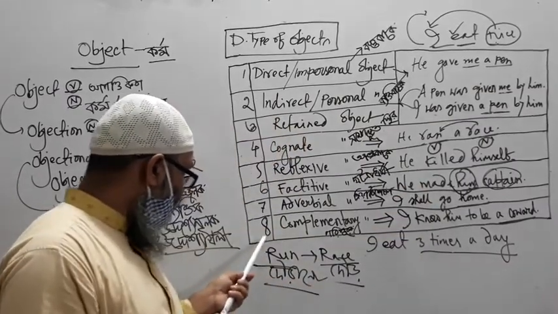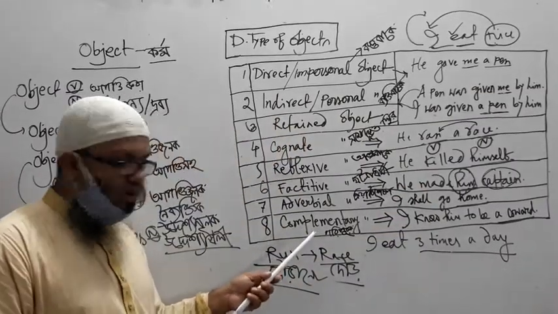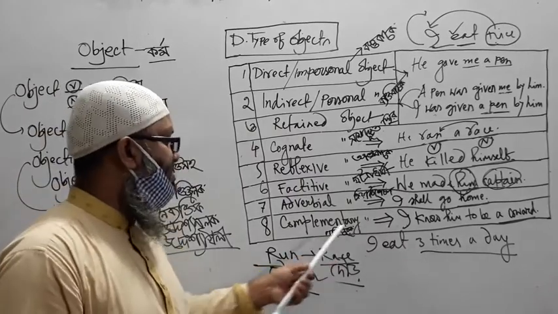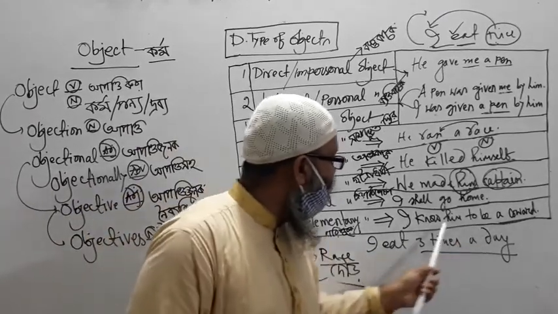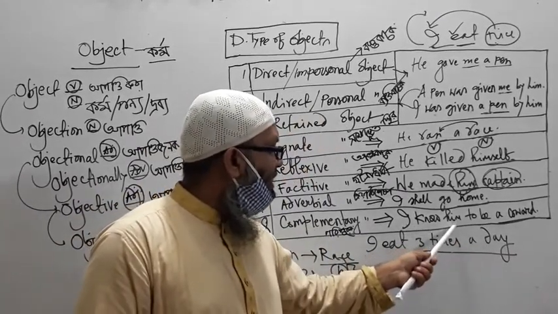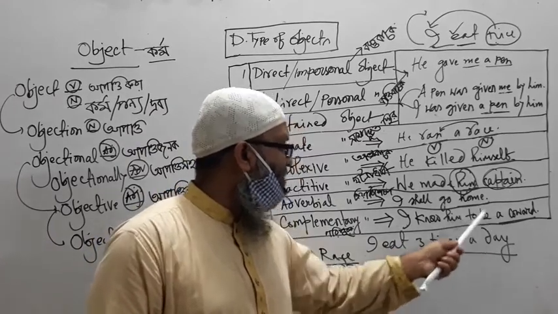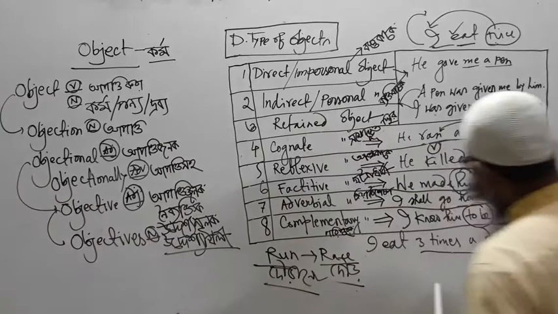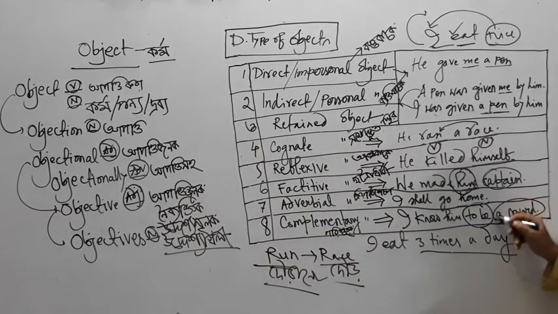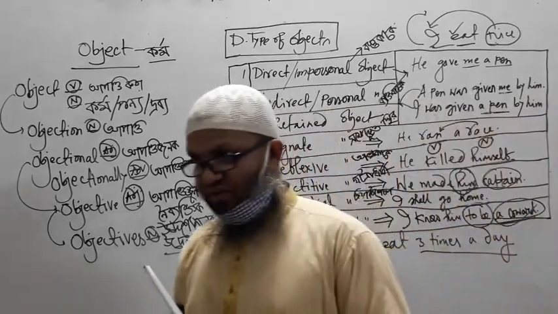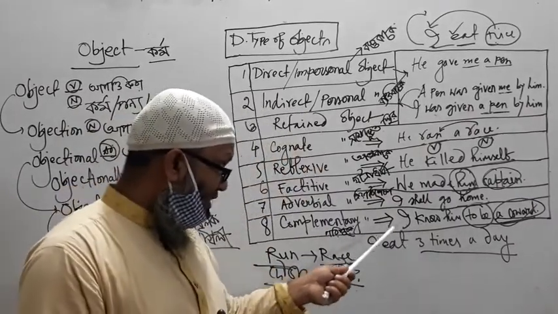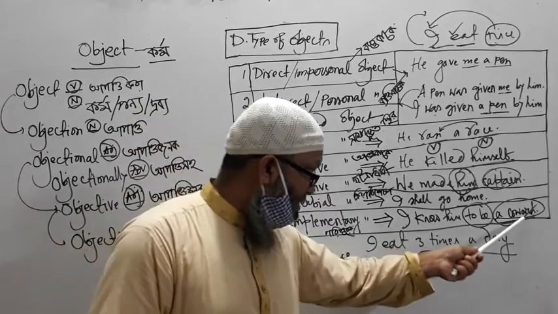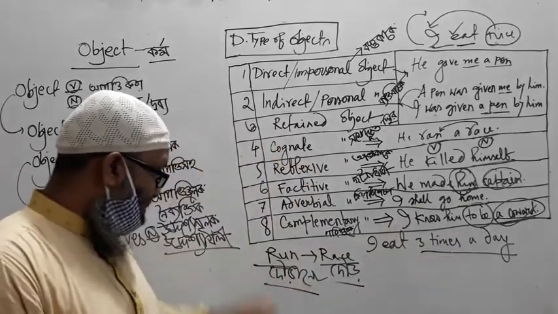Okay, and then come to the last one, that is complementary, puripura object. Complementary. See, I know him to be a coward. That means আমি তাকে জানি কাপুরুষ হিসেবে. After to be, there is an object here. Okay, you know, after the to be verb, what is used is basically a complement. That's why, in I know him to be a coward, this coward is the complementary object.